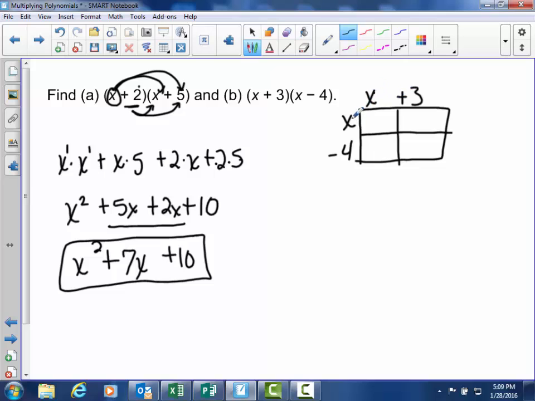So we multiply x times x, and we add those exponents again, so that's going to be x to the second power. X times 3 will be 3x. X times negative 4 will be negative 4x. And negative 4 times positive 3 will be negative 12. And then we can see here in the middle, those are our like terms. So we're going to combine them and say negative 4 plus 3, and we get negative 1x. So that'll be negative x, and then we have our minus 12 and our positive x squared.